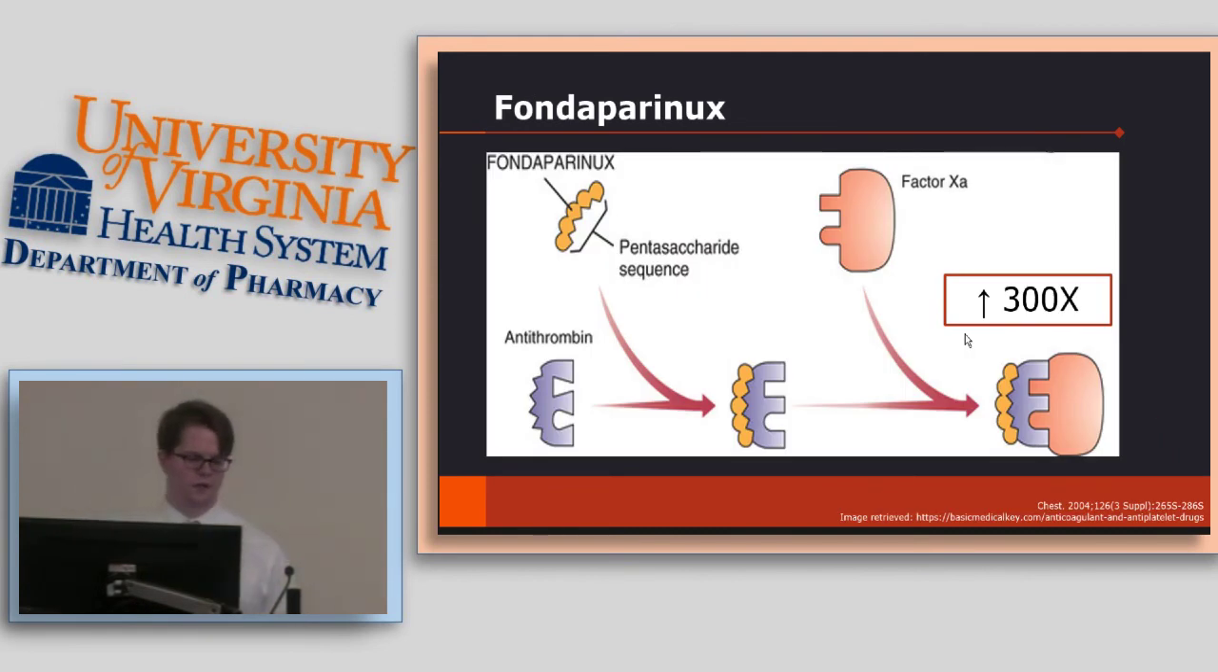The third anticoagulant we'll be talking about today is fondaparinux. Fondaparinux is comprised only of that pentasaccharide sequence, so therefore it's only able to act on factor 10A. It's even more renally cleared than low molecular weight heparins, leading to increased half-lives of 17 to 21 hours, and therefore we're able to do QD dosing with it.